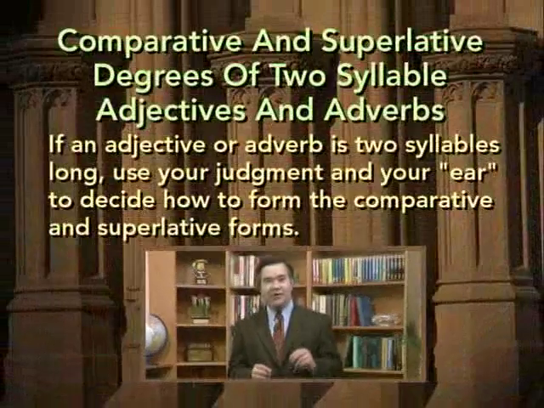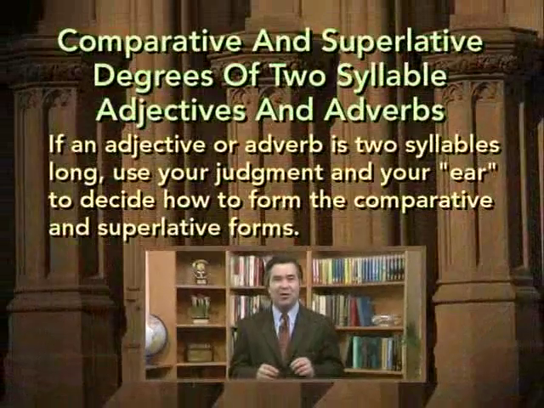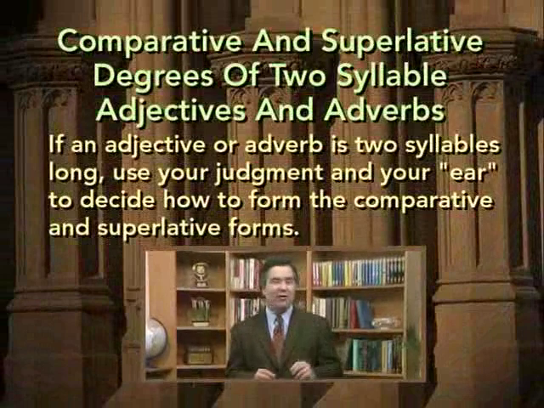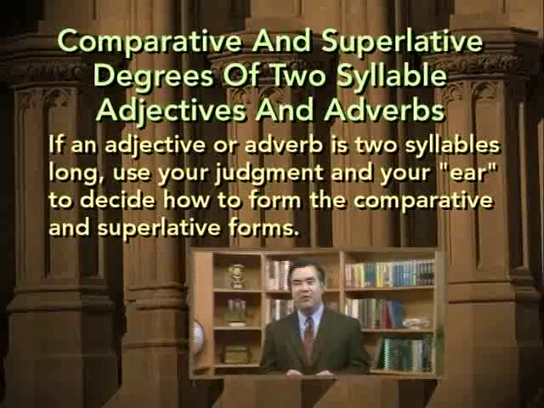Now, we've spoken about how to form the comparative and superlative degrees of adjectives and adverbs that are 1 syllable long or 3 syllables long and longer. You are probably wondering, what do we do with adjectives and adverbs that are 2 syllables long? Well, here's where it gets a little tricky. In fact, it varies. If an adjective or adverb is 2 syllables long, use your judgment and your ear to decide how to form the comparative and superlative forms.